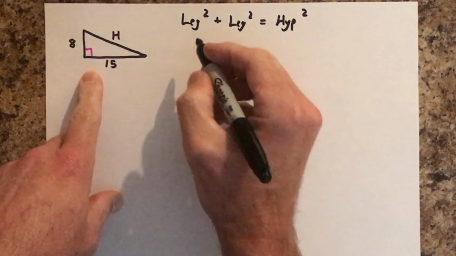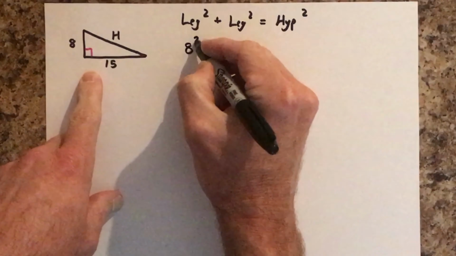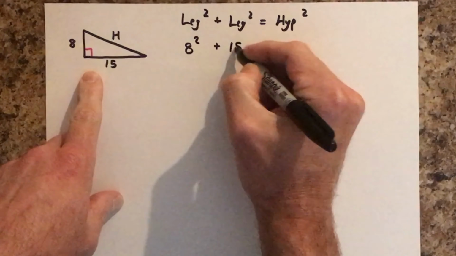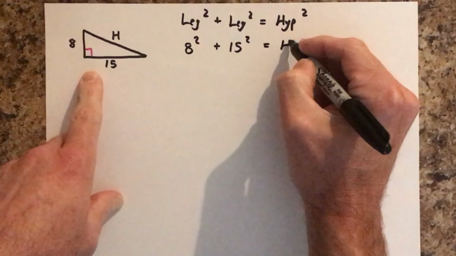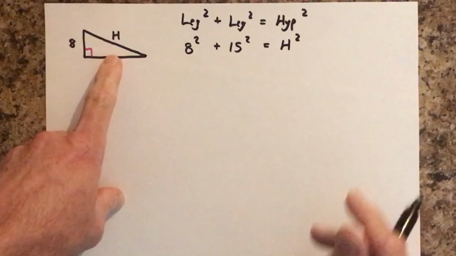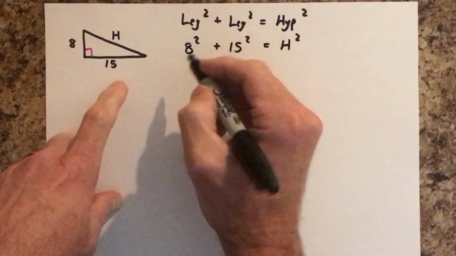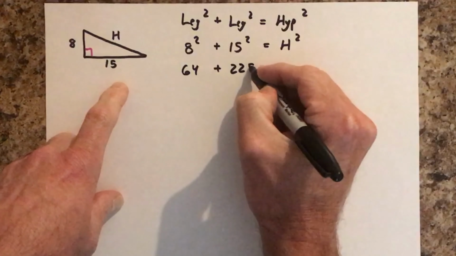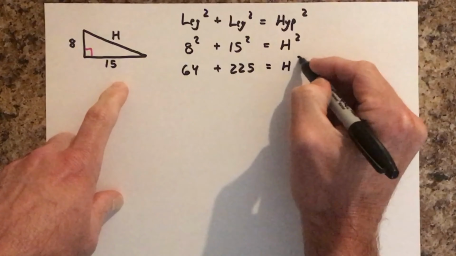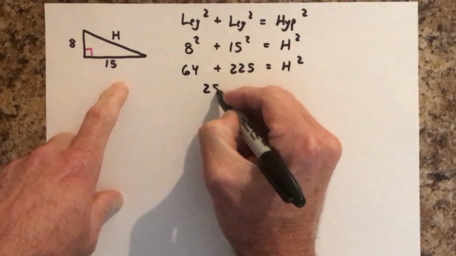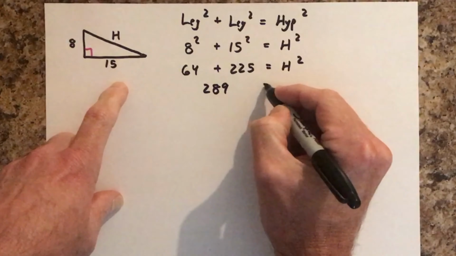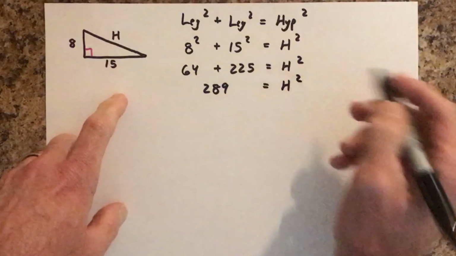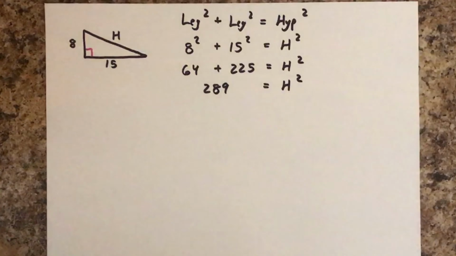So in this example, it's 8 squared plus 15 squared equals, we don't know what, squared, the length of the hypotenuse. Well, 8 squared is 64, and 15 squared is 225. Those two added together is 289. Now, how do we undo squaring?